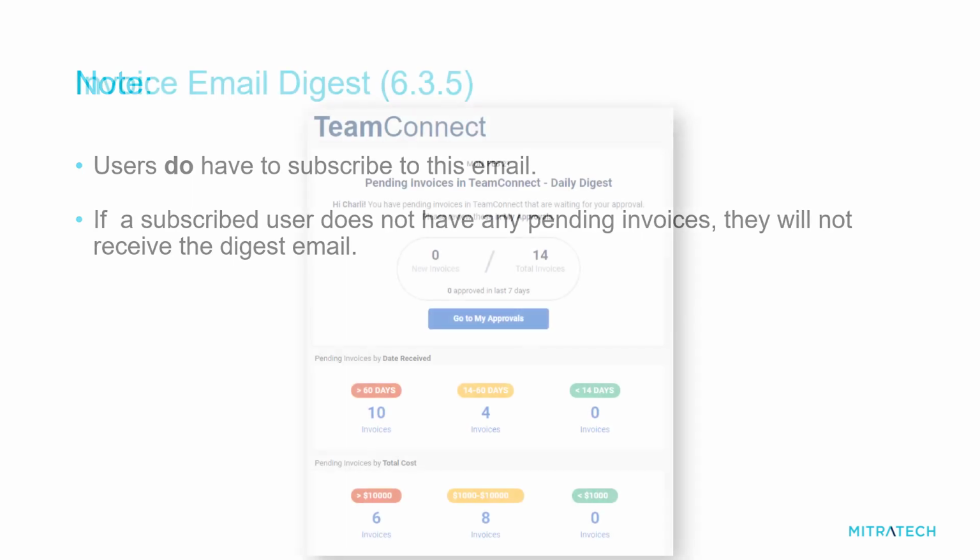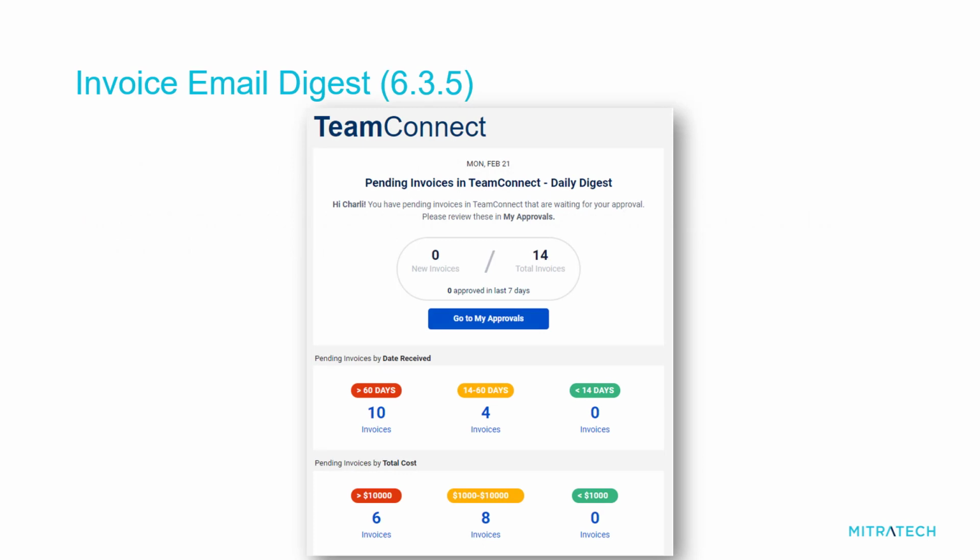When subscribers receive this email, it will show them the number of new invoices they have and the number of total pending invoices that they have. The email then continues on to organize the user's pending invoices into categories. There are pending invoices by date received, pending invoices by total cost, and pending invoices by approval days left.